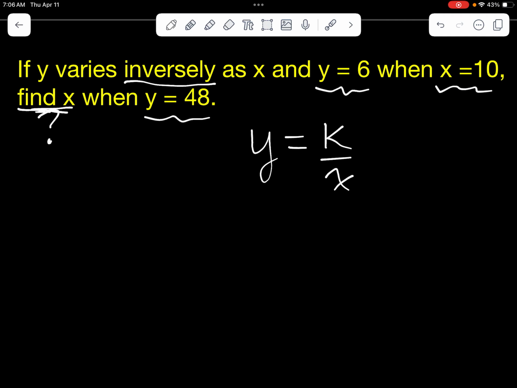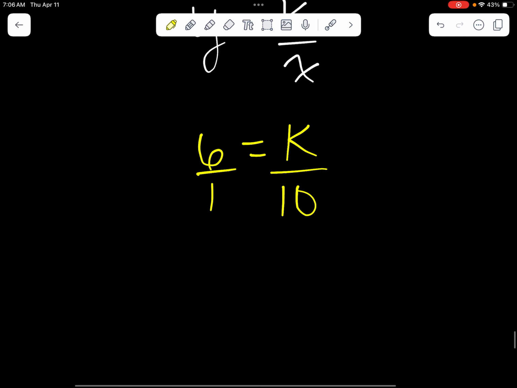So let's plug in our information. We're going to look right here. Y is 6, so we plug in a 6 for y. We're solving for k. And then our value for x is 10. I can put a 1 underneath this 6, and when I do that, it creates just a simple proportion here. What we're going to do now is cross multiply and solve.